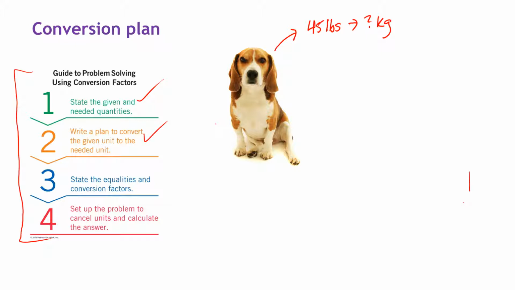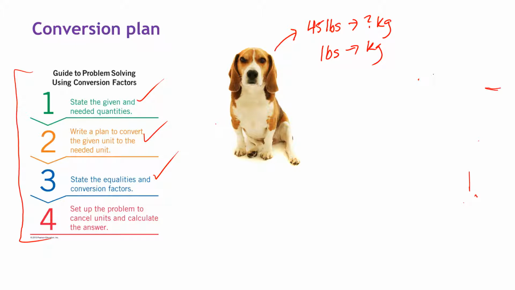So then the next step would be, well, what's our pathway? Number two, how are we going to get from A to B? So that's going to be pounds to kilograms. That's our path, right? Very simple, but we have to get there. How are we going to get there? We're going to state the equalities and the conversion factors.